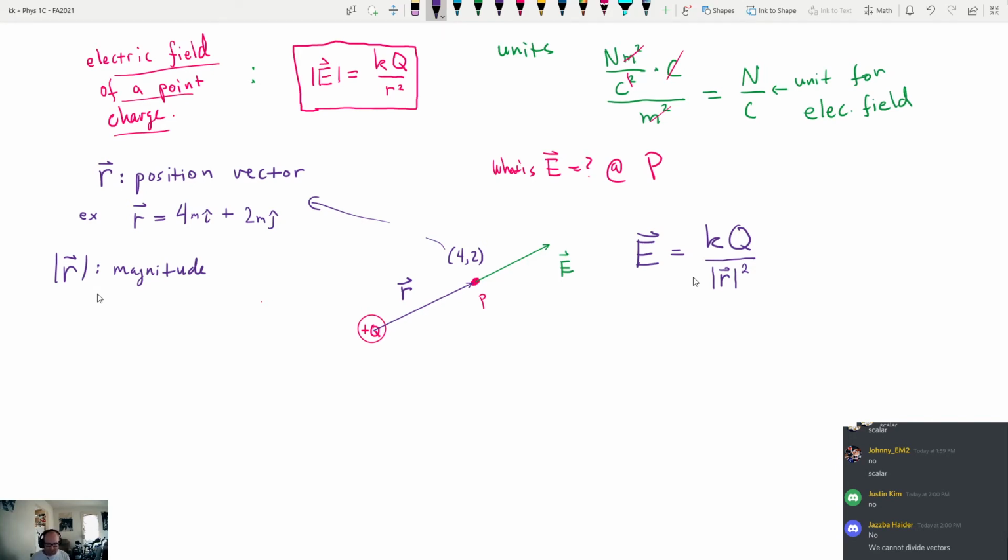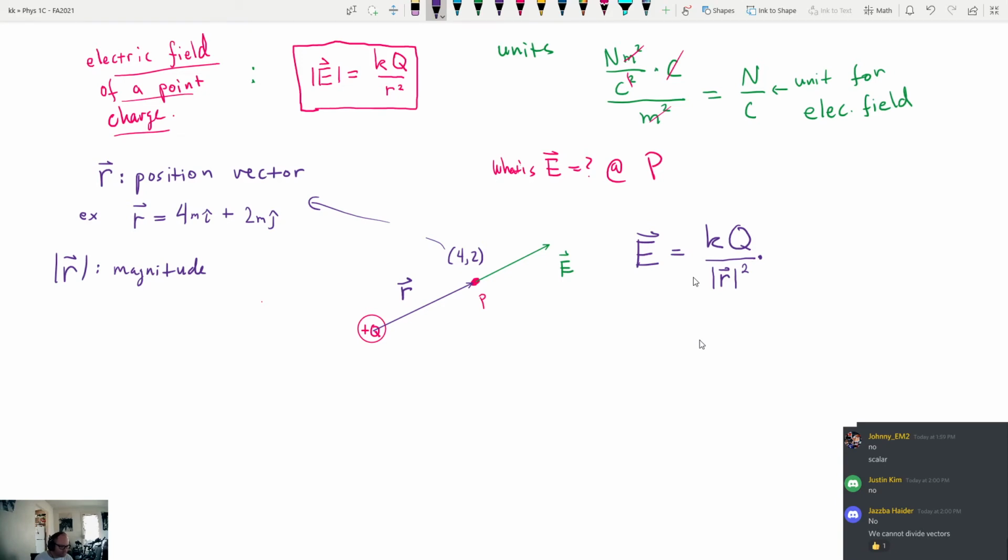It is not defined. Just like dividing by zero is not defined, dividing by a vector is also not defined. So, because of that, I have to do this. Anything I put in the denominator, I have to put the magnitude symbol on. So then the question becomes, how am I going to turn this into a vector? And the answer lies in, I'll give you all a chance. Any ideas? How do we make this into a vector?